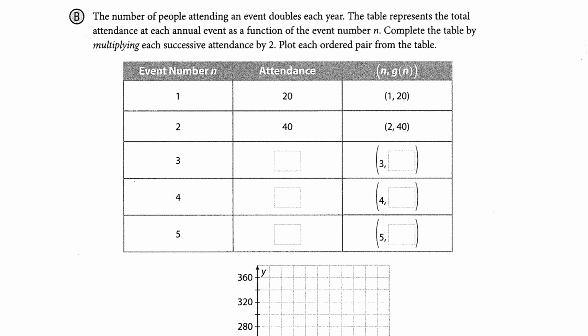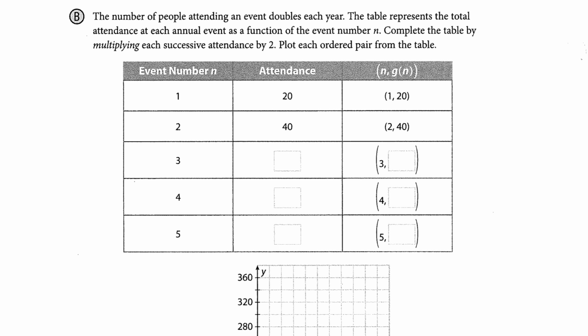In B, the number of people attending an event doubles each year. The table represents the total attendance at each annual event as a function of the event number. Complete the table by multiplying each successive attendance by 2. Plot each ordered pair from the table.